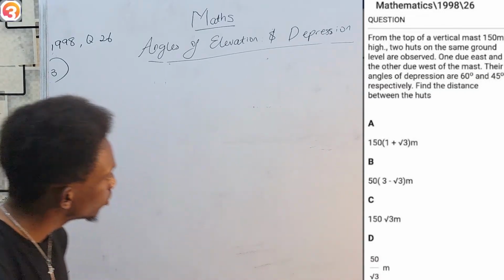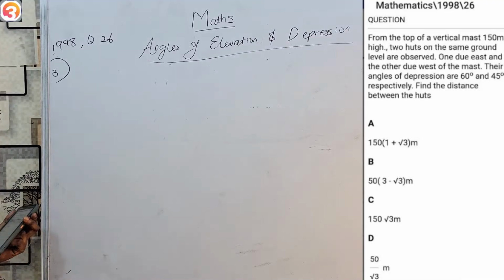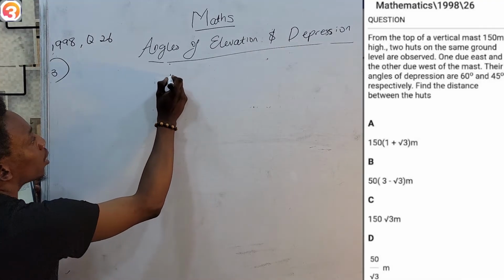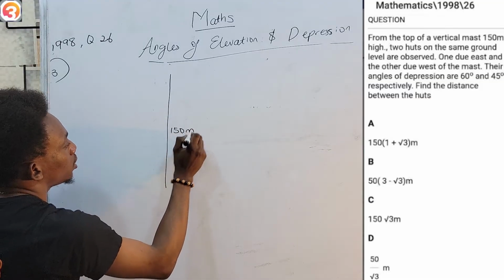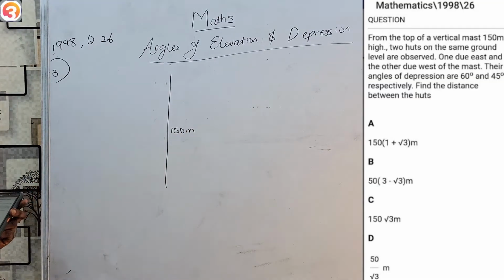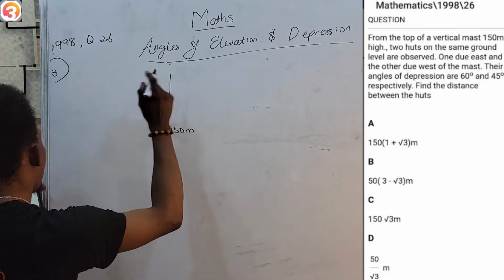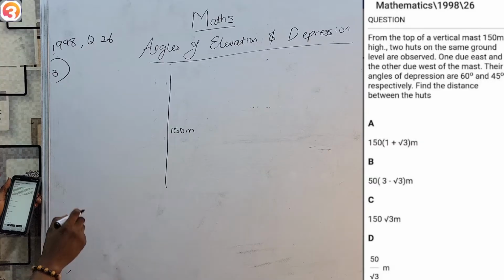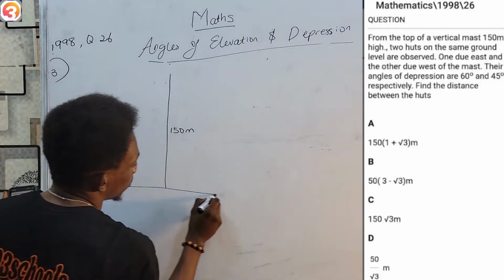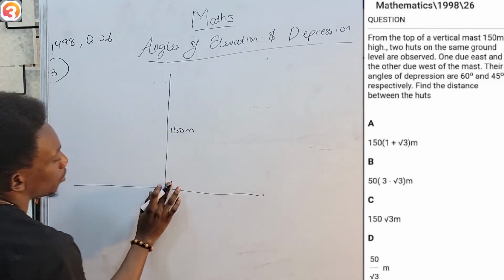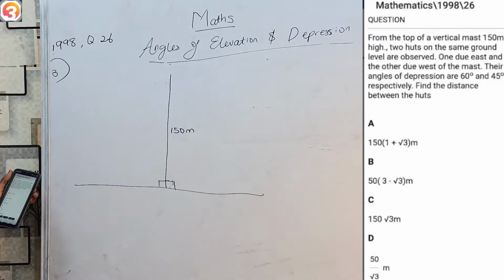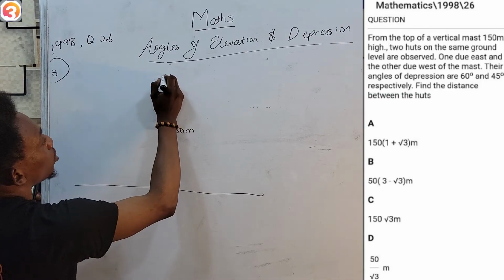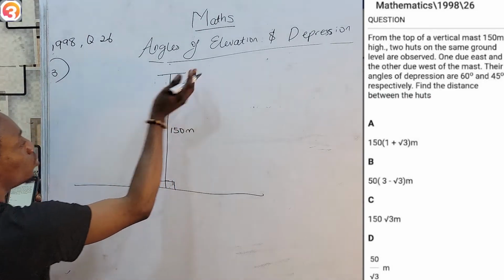Let's try and draw. From the top of the vertical mast, 150 meters high, I have a mast 150 meters high. Two huts on the same ground level are getting observed. And we are told that one is east and one is west. So this is the vertical mast, meaning the angle is 90 degrees. Now, one of them, from here we are observing now. So let's go this way.